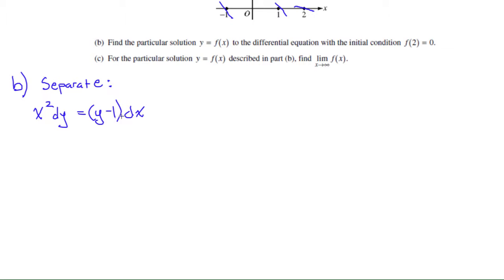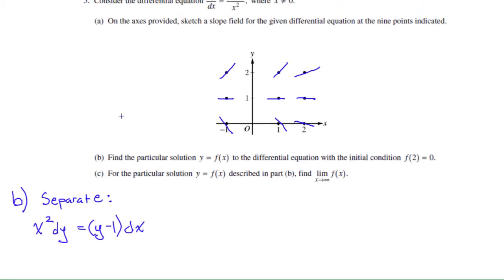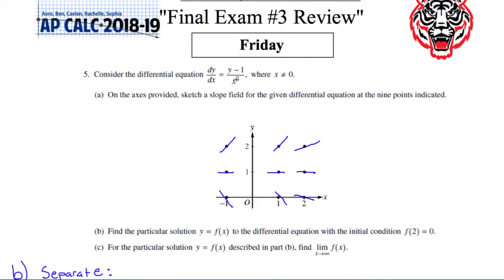Oh, wait, never mind. We're not supposed to do that, though. This is one way of doing it. You're probably doing the shortcut way where you just move x squared into the bottom. That's fine. You probably just move this dx to the top right, and then you move this y minus 1 to the bottom left.